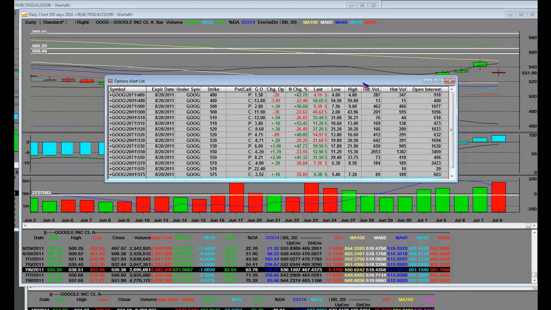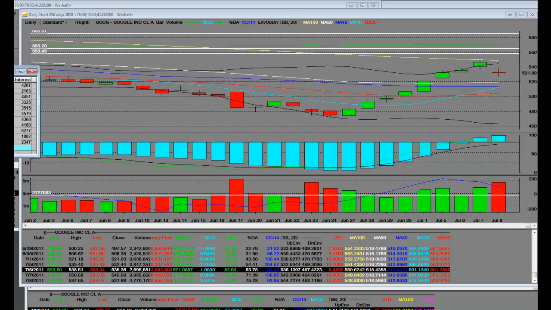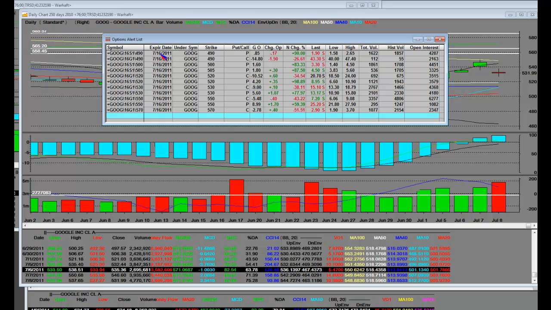We are going to be doing the analysis so that we can trade these options. These are all the options on both the call and put side, here on the 7/16. They report on the 14th.